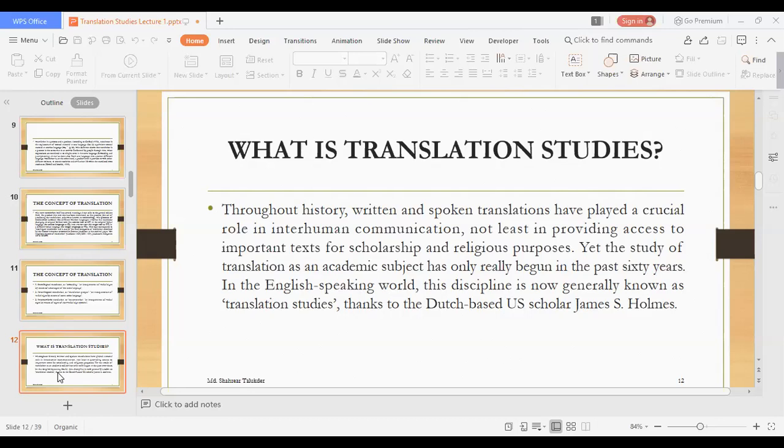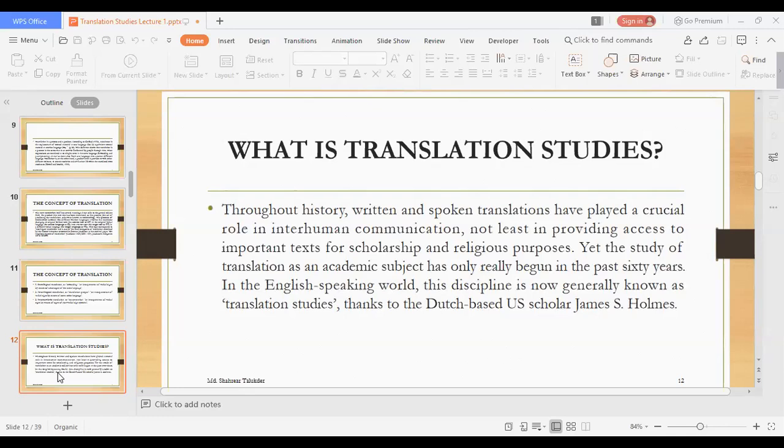So you see, he's a very famous Dutch-based US scholar. That means his forefathers were from the Netherlands, that we call Dutch, but actually he was an American, and his name is James S. Holmes. He contributed a lot to establish translation as a particular discipline, a different discipline. And now we have translation studies. So people like James S. Holmes worked hard to establish translation studies as a discipline, as a subject.